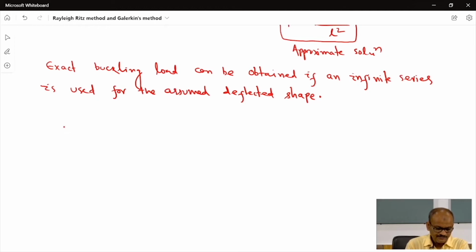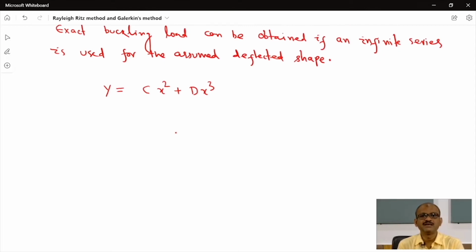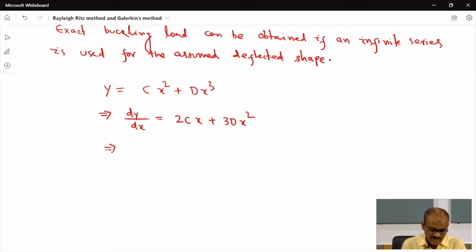Let us write y is equal to cx square plus dx cube. If we assume this, let us see what result we get. Then we will have to do dy by dx. This is 2cx plus 3dx square. If you write d square y by dx square, this becomes 2c plus 6dx.